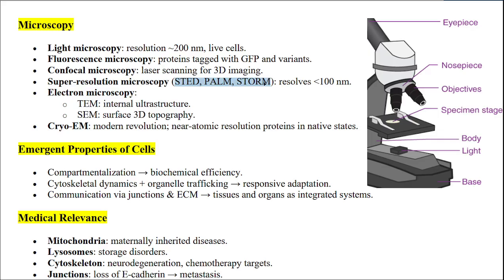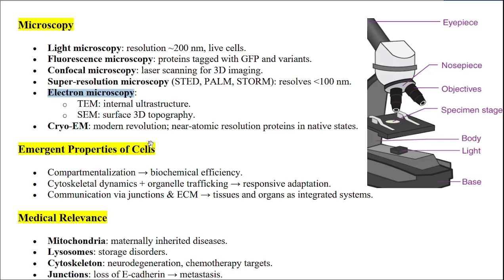But to get the absolute highest resolution, the finest details of ultrastructure, we need to ditch light altogether and use electrons, right? Electron microscopy. Exactly. Electrons have much shorter wavelengths than visible light, allowing for vastly higher resolution, down to the sub-nanometer scale in some cases.